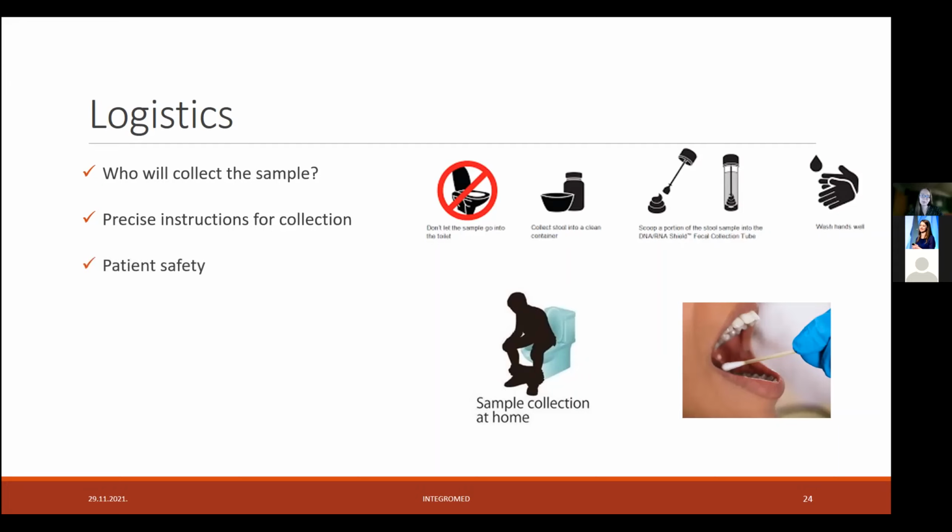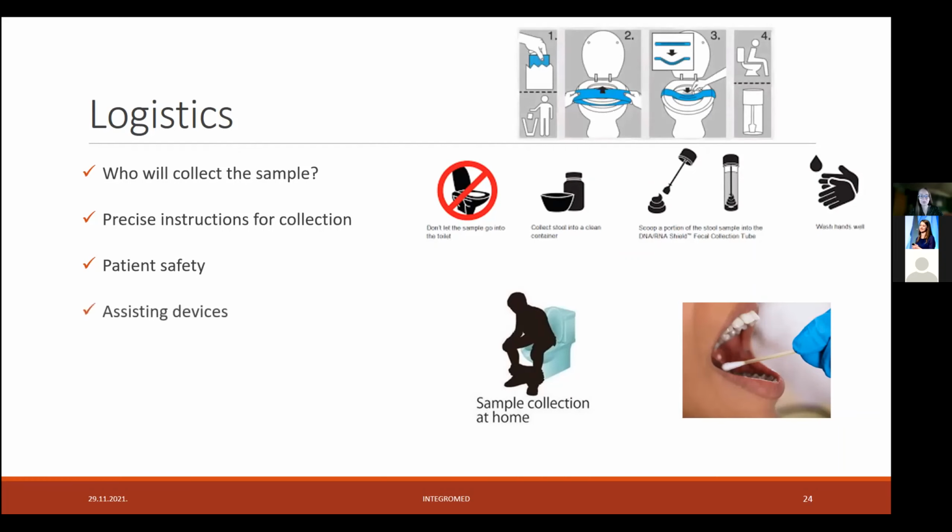We also need to take into account patient safety, especially if we are using some collection tubes with preservatives. Are they harmful? Do we need to provide patients with gloves? Do we need to add some specific instructions, like do not eat that, or some other things, because the imagination of people is really interesting and surprising sometimes. So you need to take all possible precautions. You can also provide patients with some assisting devices, like this one you can put around the toilet seat that helps to collect the sample.